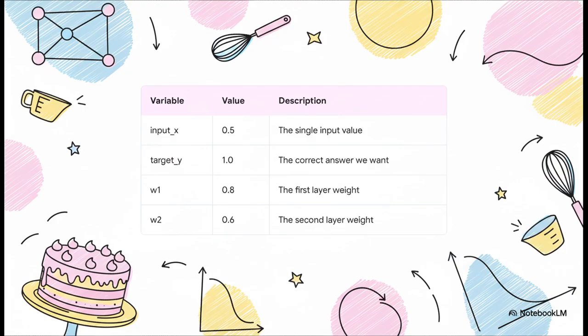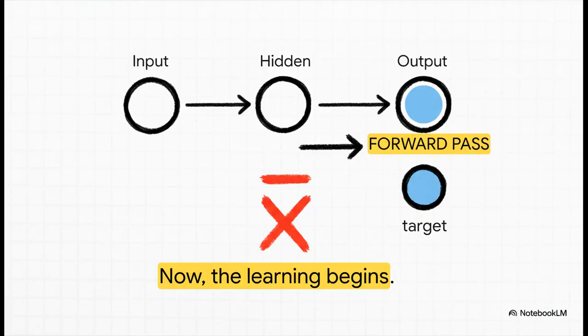We're going to give it an input of 0.5, and our goal is to teach it to output 1.0. We'll just start with some random guesses for our two weights, W1 and W2. We push our input through the network, and it makes its first guess, 0.601. Not too shabby for a first try, but the right answer is 1.0. So, we have a small error. And now, the learning begins.